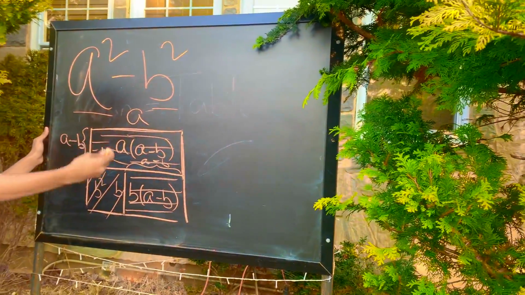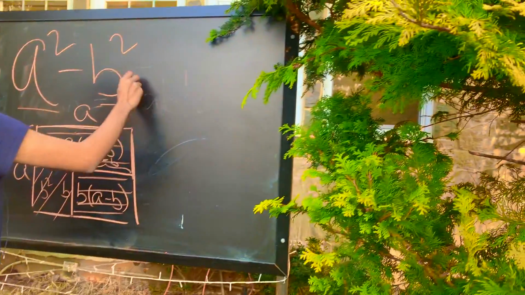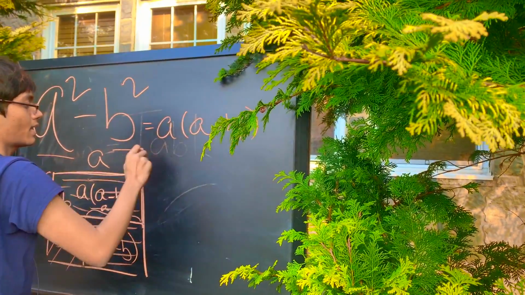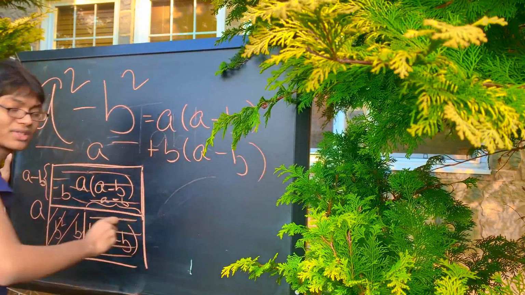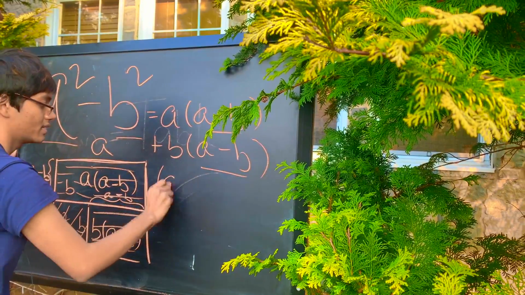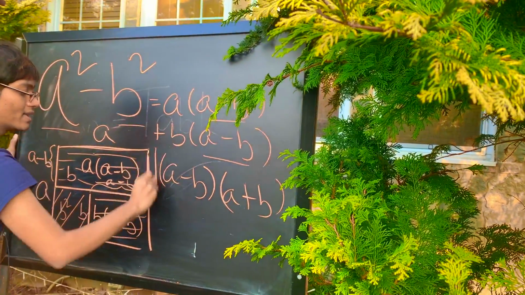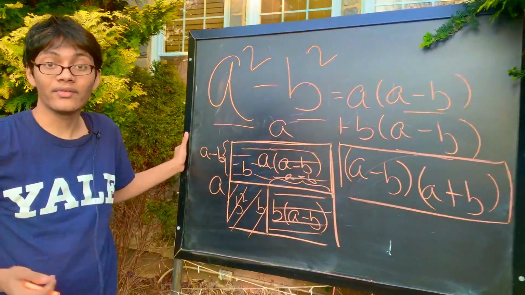So what's the total remaining area? Well, it's going to be the sum of these two rectangles. It's going to be equal to A times A minus B plus B times A minus B. And so do you see a common factor here? Take those common factors and factor it out, and what do you have left? A minus B times A plus B. And that, ladies and gentlemen, is the geometric factorization of the difference of perfect squares.